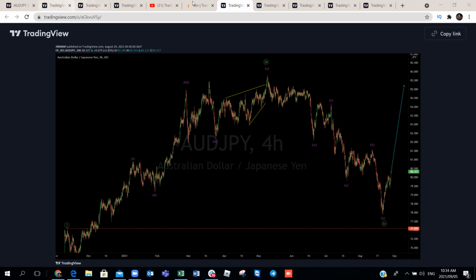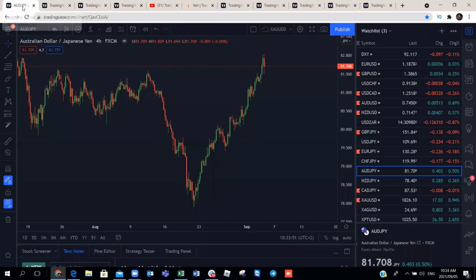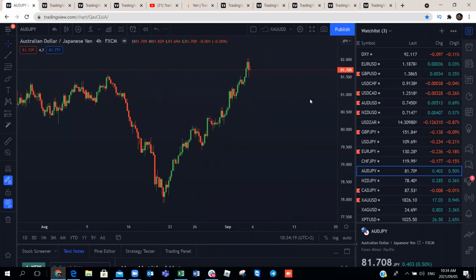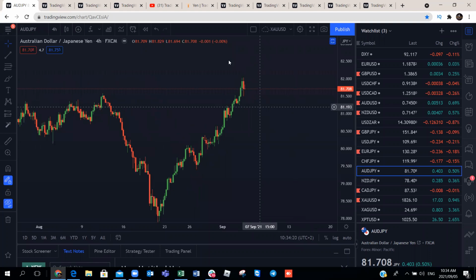All right, so that is AUD yen, continuation to the upside. Look only for a pullback. A 4 hour setup will be a decent one to take it up for another leg higher.